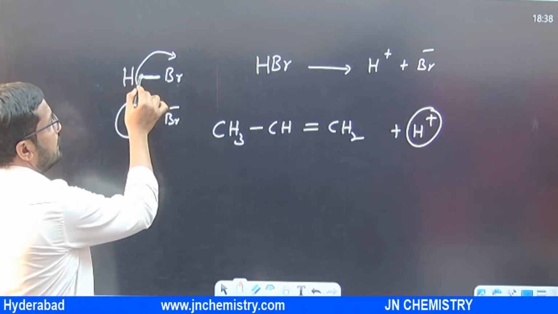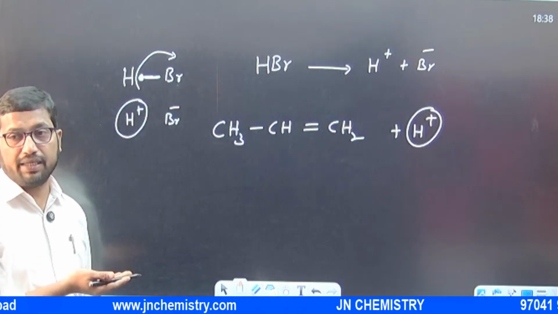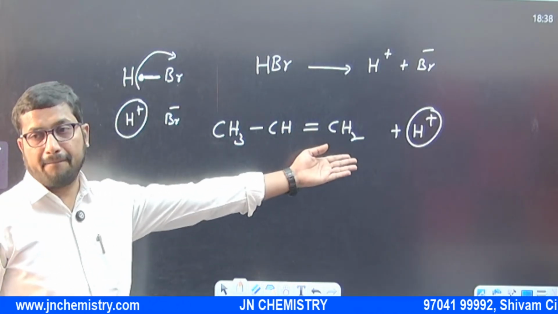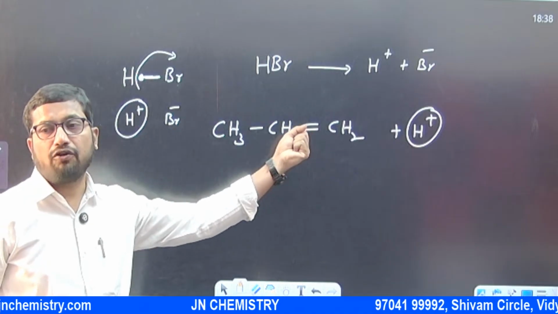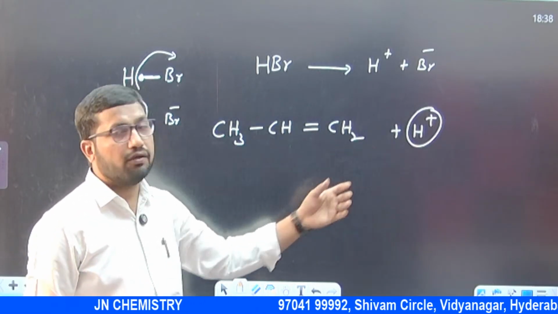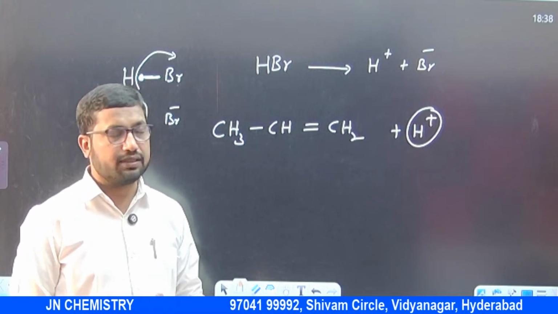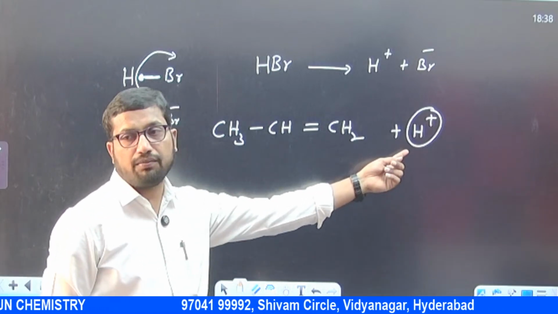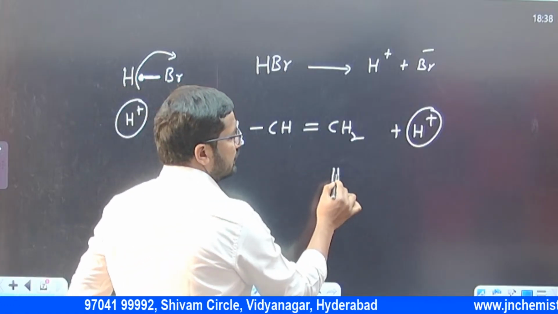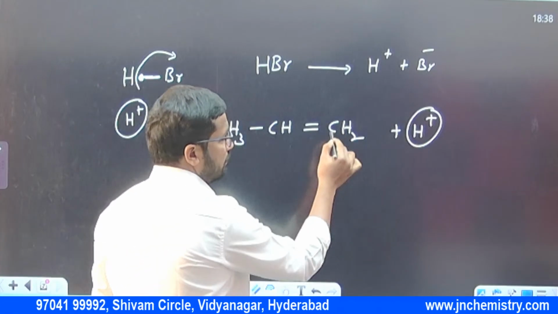Now the electrons are taken by the Br minus. Now H plus is having how many electrons? 0. It doesn't have any electrons. Now for the formation of a bond we need 2 electrons, right? So for example, H plus is coming, wants to attack the first carbon.